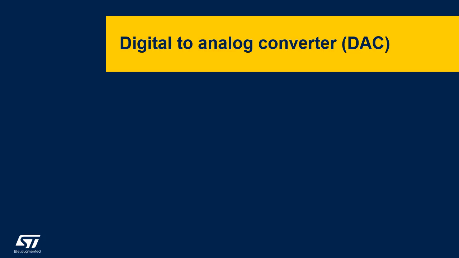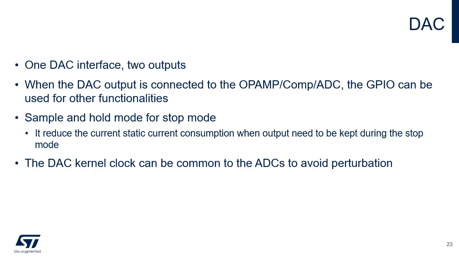Now let's look at the features of the DAC. The STM32H5 integrates one DAC module with 2 analog outputs. The DAC output can be routed to internal resources, such as a comparator and operational amplifier, without using GPIO. In stop mode, the DAC can support the sample and hold mode using the LSI or LSE clock source for static conversion. To synchronize DAC and ADC, the same clock source can be used for both peripherals. This is done by selecting the DAC kernel clock instead of the DAC HCLK clock in the RCC.